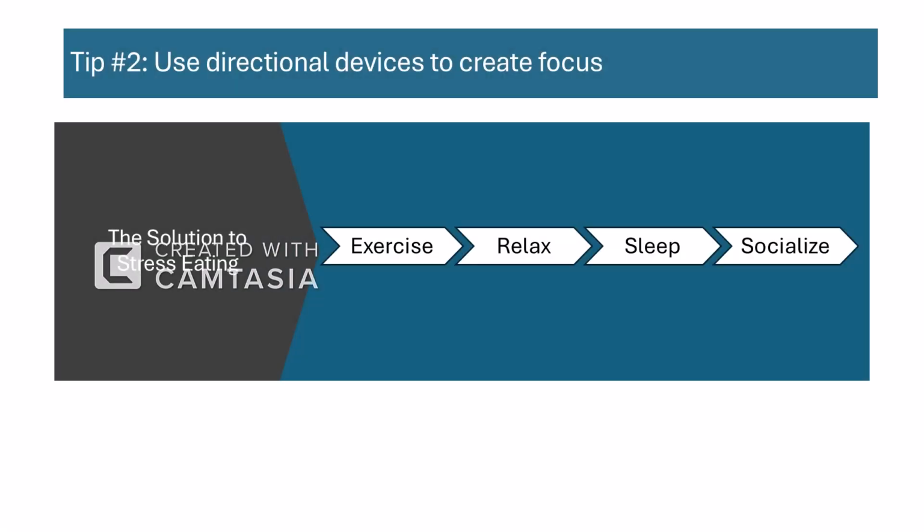Tip number 2. Use directional devices to create focus. Arrows are strong directional devices. Avoid using too many directional devices on one slide. Try organizing the information in a linear format with one arrow so that it is easier for the learner to digest and to know in what order they should read the text.